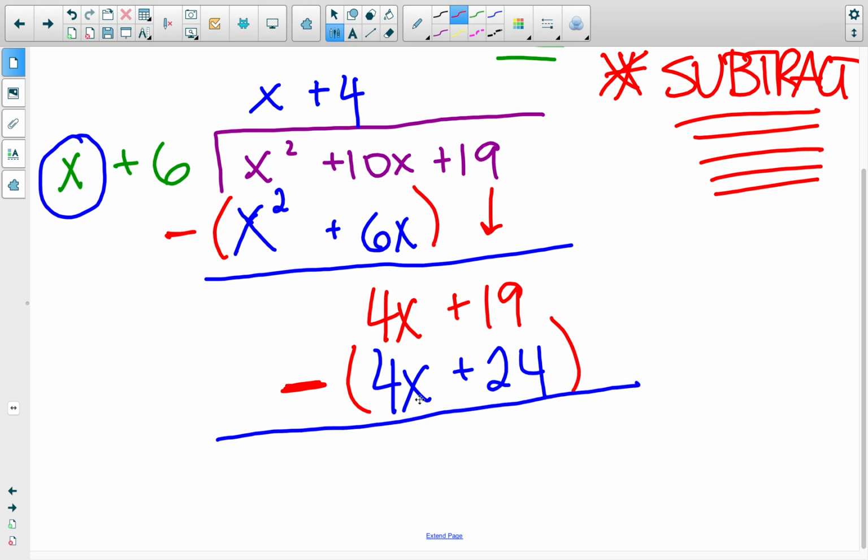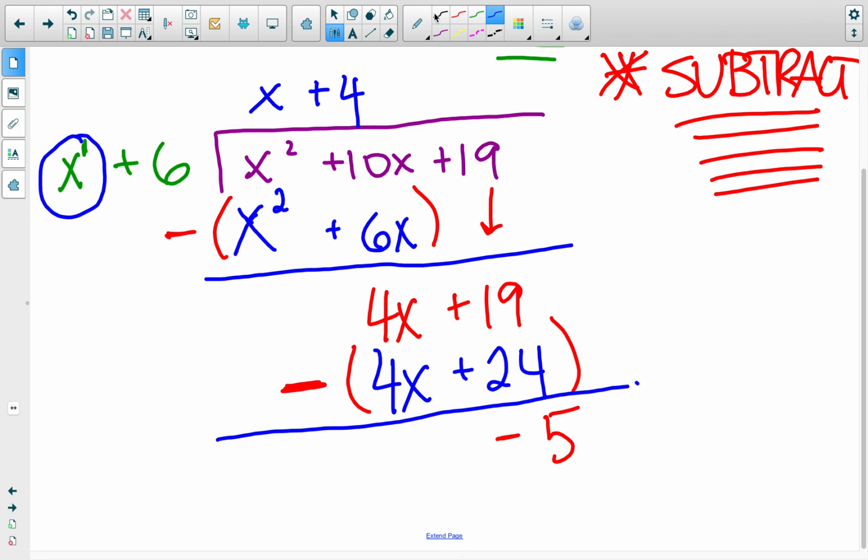And so when we do that, 4x minus 4x gives us 0. 19 minus 24 gives us negative 5. Okay. So notice now that the question, what can I multiply x by to give negative 5? Notice how this doesn't have an x with it. All right, the degree, right? This would be kind of like x to the 0 power, whereas this is x to the 1st power. The degree of this number is lower than this degree. That's how we know that we are done. Okay, this is our remainder, that negative 5.